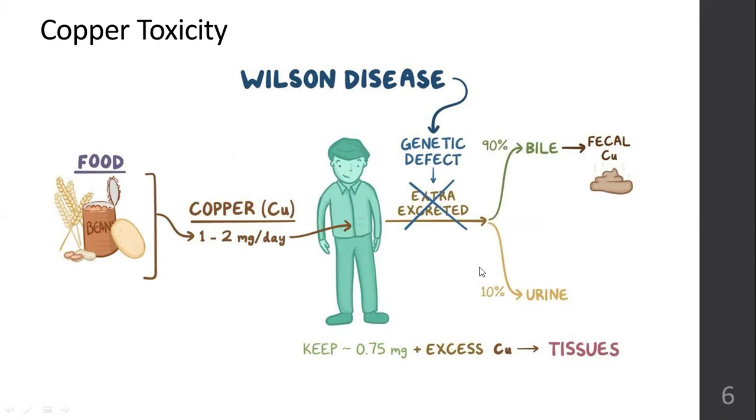Even if you are having the right amount of copper per day, because of certain genetic defects, copper is not excreted. All the forms of copper are taken up by your body, and that leads to Wilson's disease, copper toxicity. This is usually a genetic defect in which an enzyme that is supposed to excrete the excess copper from your body is not produced. So all the copper stays back in your body, causing toxicity.